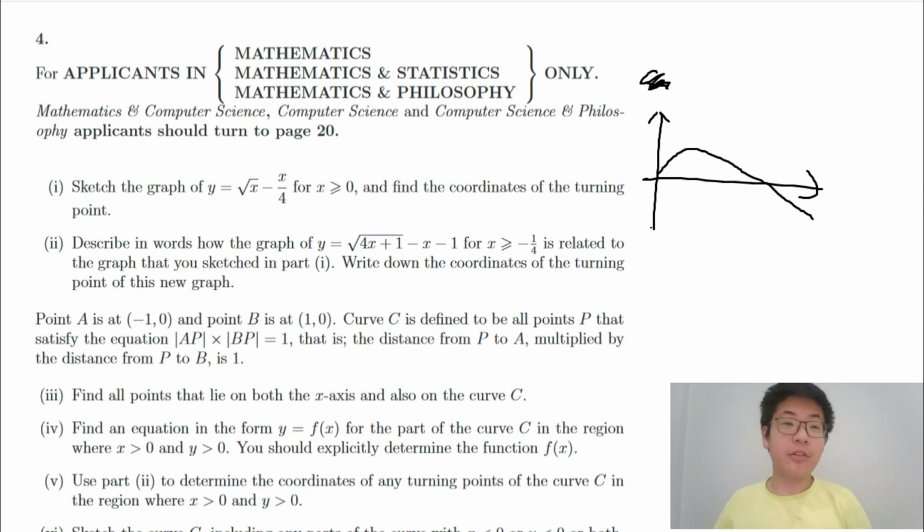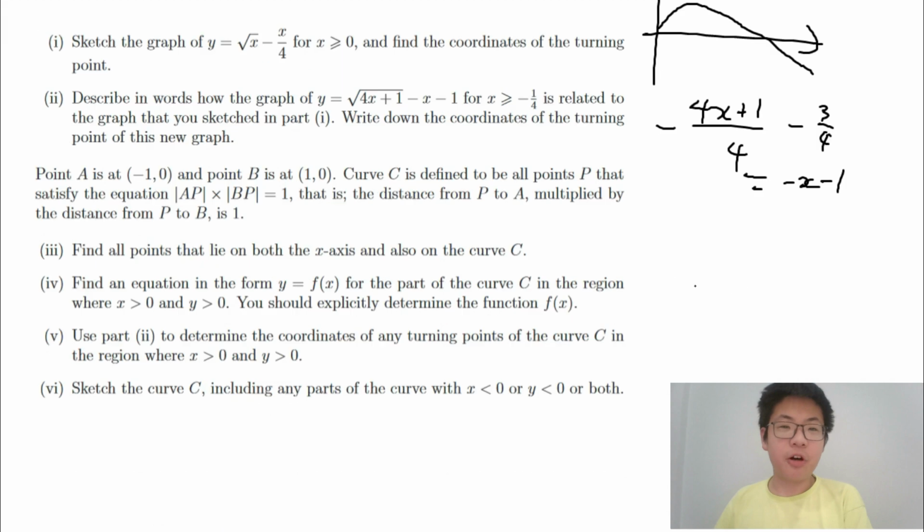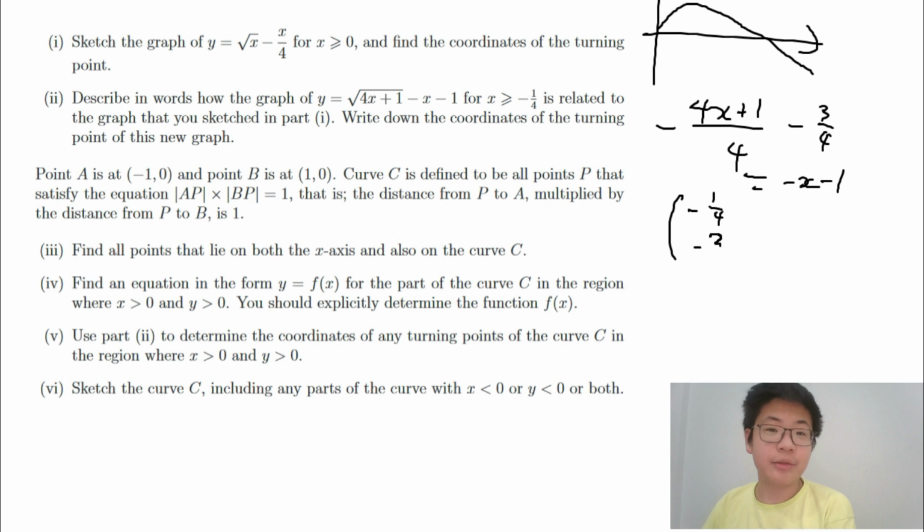Describe in words how the graph of this for x greater than negative 1 over 4 is related to this. Now, it's incredibly easy to do this because all we need to do is just turn it from math to words. Negative 4x plus 1 over 4 minus 3/4 equals negative x minus 1. Therefore, we can say that it is stretched by a factor of 1/4 and translated by the vector negative 1/4, negative 3/4.